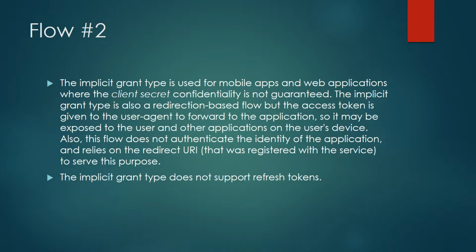The implicit grant type does not support refresh tokens, which is really important. A refresh token is a token which basically refreshes after a period of time. So time expires and it refreshes. Now the implicit type does not support such tokens, so any token which expires should be renewed manually. It cannot be refreshed by itself, which is very important to know.